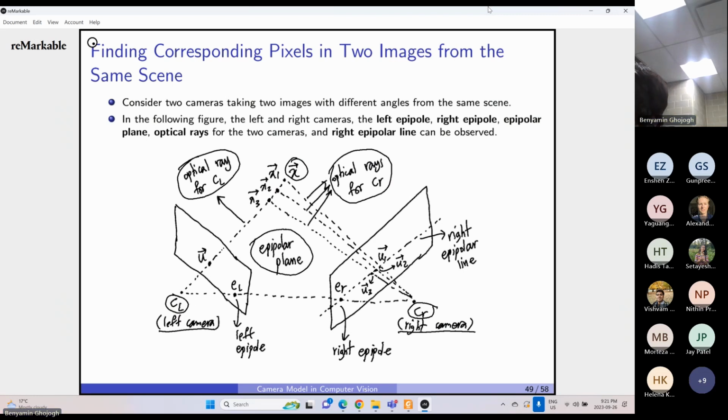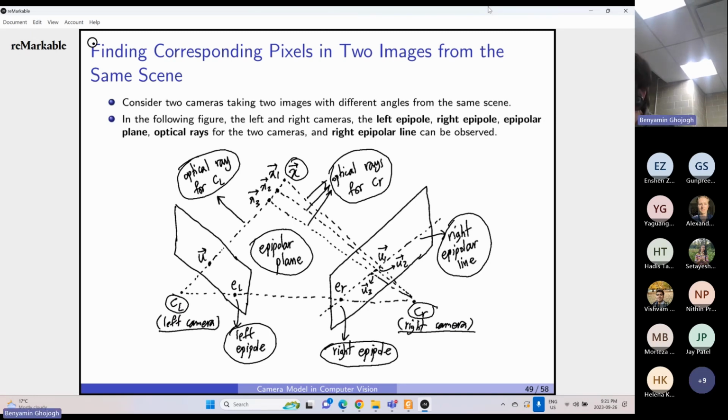Also, when these optical rays of the right camera intersect the frame of the right camera, they give us some line in the frame of the right camera. We call it the right epipolar line. Okay. Now connect the left camera and right camera together by some line. It intersects the frames of the left and right cameras. We call them the left epipole and right epipole. Okay.